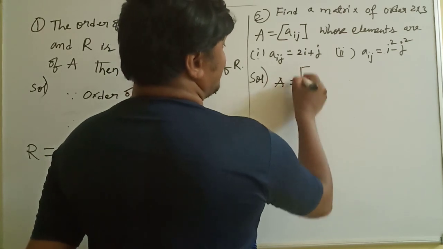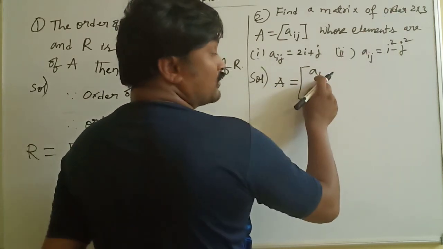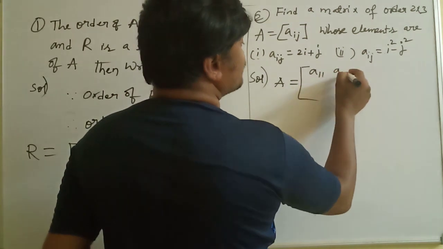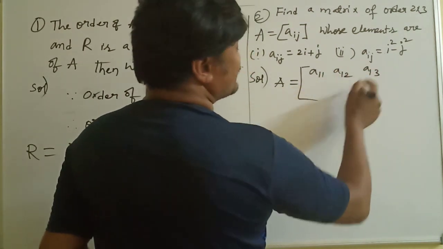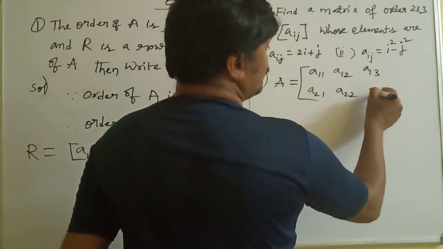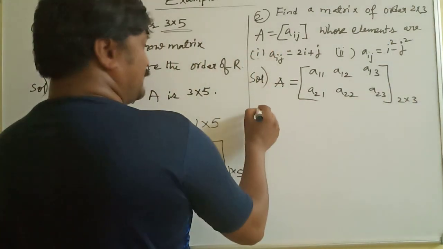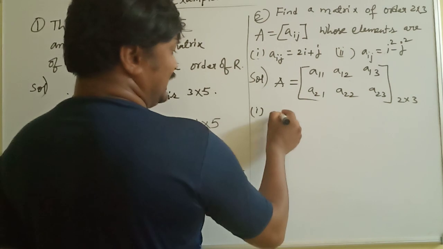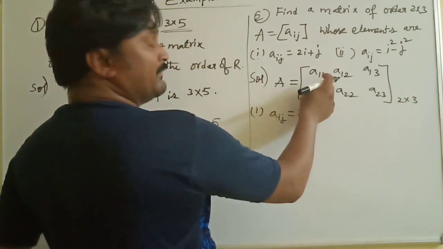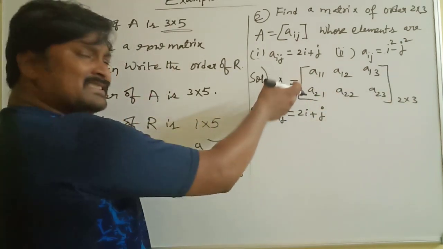So A is equal to, 2 by 3 means, first row, how many columns here? 3 columns. So first row first column, first row second column, first row third column. Same method, 2 rows are there, so a21, a22, a23. This is your general form, that is 2 by 3. Now the first one I will take. What is that first one? aij is equal to 2i plus j. So now a11, a12, a13, a21, a22, a23, find these values. Just substitute.